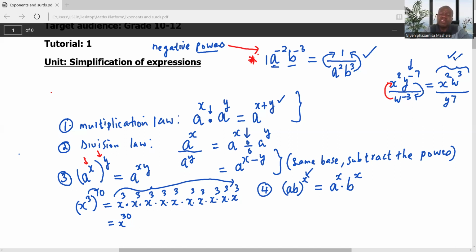Then with this, we also have the other one. This one is not actually a law, it's just a deduction to say any number raised to the power of 0 always equals 1. And why is this true, that any number raised to the power of 0, or any number to the exponent of 0, is always 1?